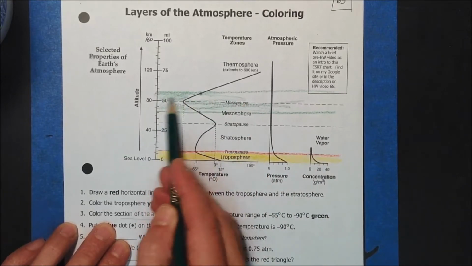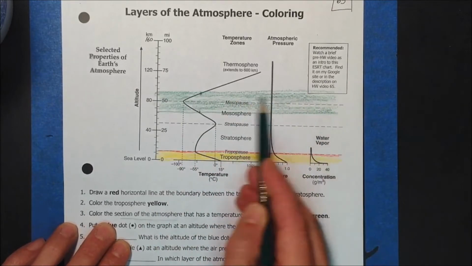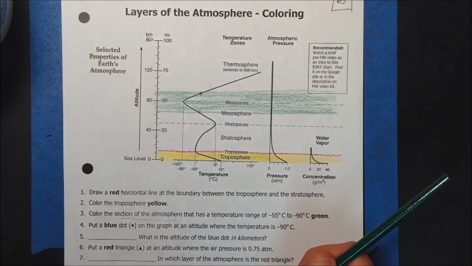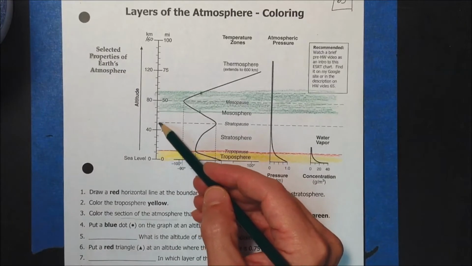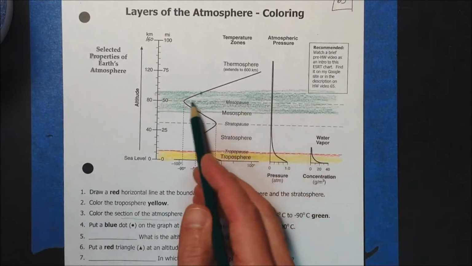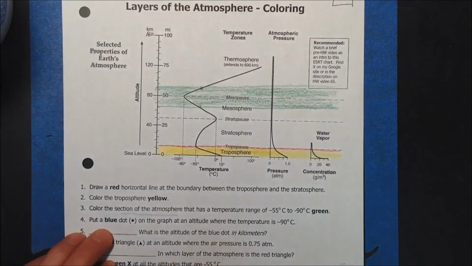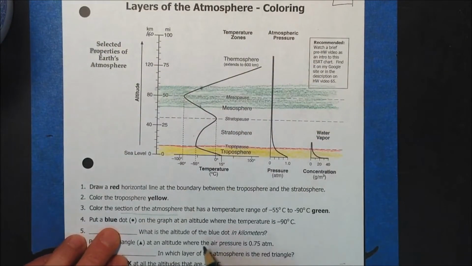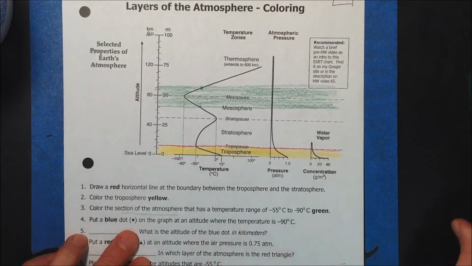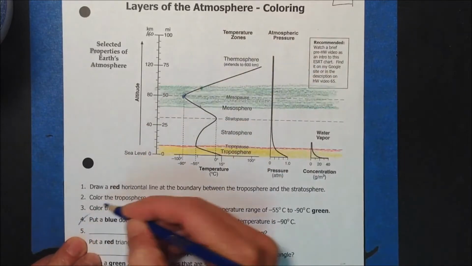As I said, this is the one I've learned over the years kids always get wrong. So don't sweat it if you got it wrong, but that is the layer of the atmosphere from whatever that is, 30, 40 miles up to whatever, 55 miles up, something like that. That is definitely more challenging for people. Put a blue dot on the graph where the temperature is negative 90. So here we go, blue dot. Where's negative 90? The only spot is right there. So that's my blue dot for number 4.